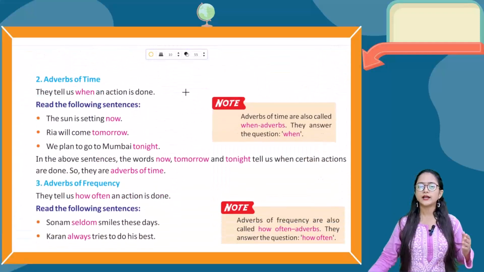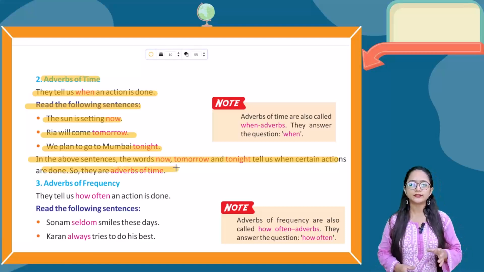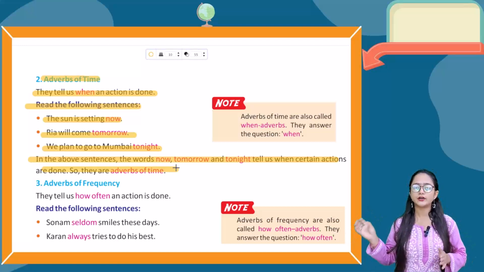Now let's talk about another type of adverb, that is the adverb of time. They tell us when an action is done. Now read the following sentences. The sun is setting now. Ria will come tomorrow. We plan to go to Mumbai tonight. In the above sentences, the words now, tomorrow and tonight tell us when certain actions are done, so they are adverbs of time.